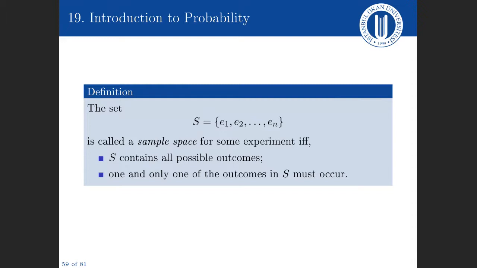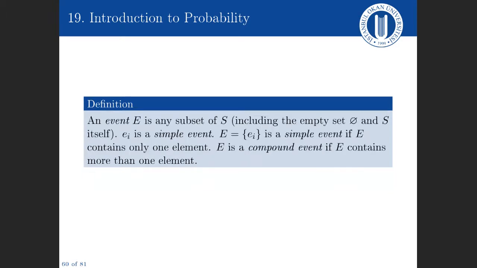The set S is called a sample space for some experiment if and only if S contains every possible outcome of the experiment, and we know that one and only one of the outcomes in S must occur. An event is a subset of S, and we include the empty set and S itself. Small e_i is a simple event. A compound event is a subset of S which contains more than one element.